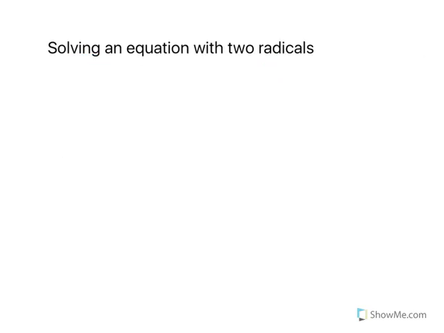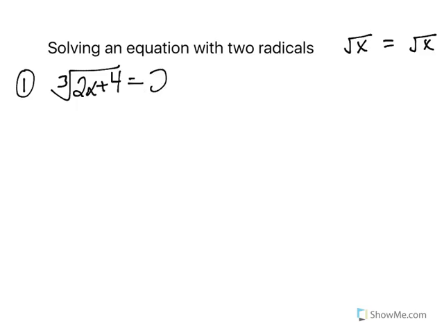So next, we're going to be solving an equation with 2 radicals in it. So what you want to do is have them on opposite sides. You want a radical equals a radical. That's what you want, to have radicals on opposite sides. So the first one will be a little bit easier. You have the cubed root of 2x plus 4 equals 2 times the cubed root of 3 minus x.